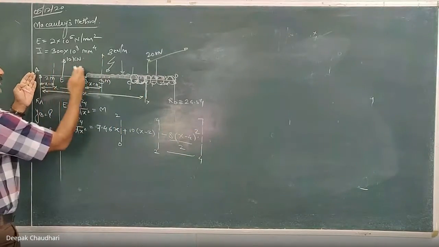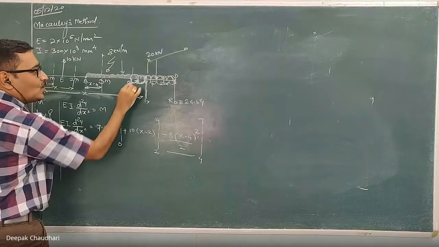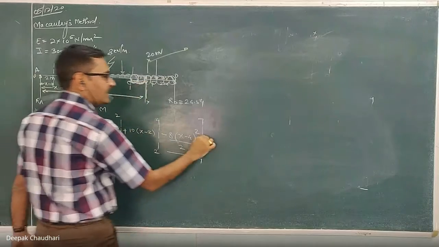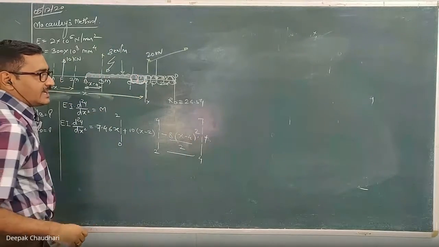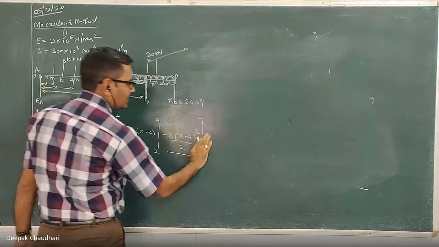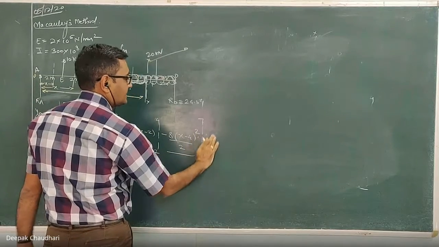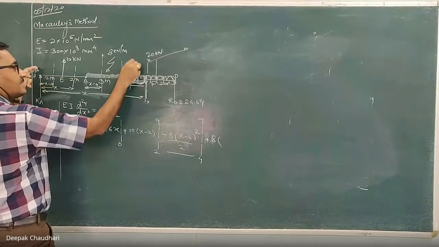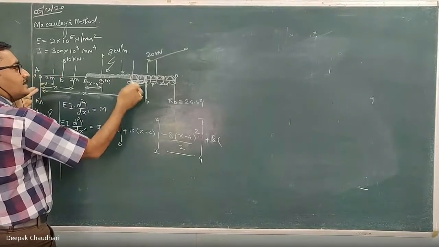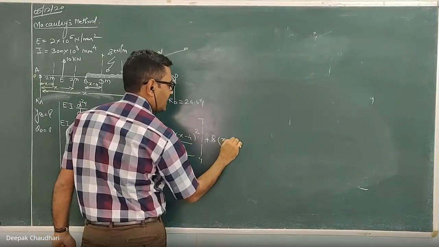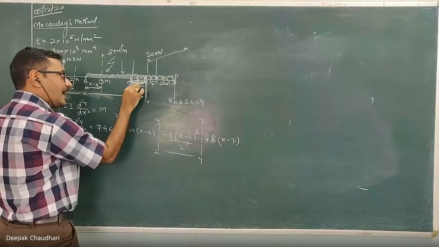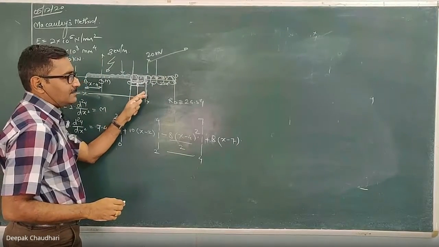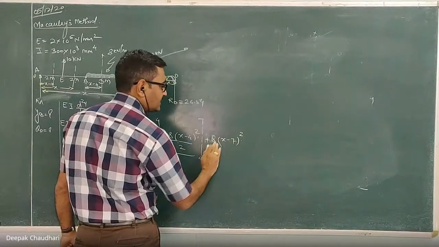The rest of the loading equation is already written. Only this upward UDL we now have to add. This upward UDL produces the sagging bending moment, so it is plus. How much is that? Intensity is 8, and this length is x minus 7, this is 7 meter. The equivalent point load will act at the midpoint of this, so its distance is x minus 7 by 2. So it is 8 into x minus 7 whole square by 2.